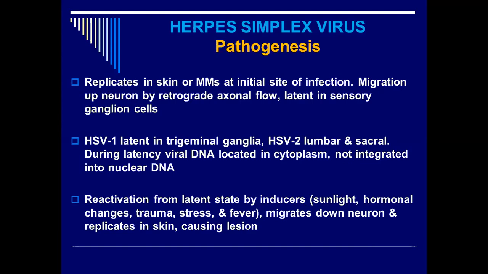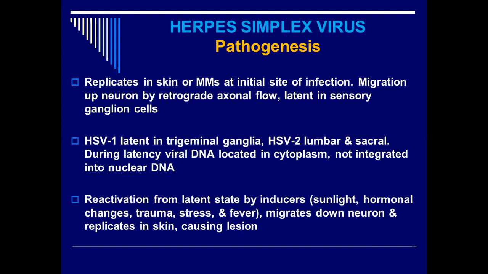With HSV1, the latency is in the trigeminal ganglia, whereas in case of HSV2, it's in the lumbar and sacral regions. Now, during latency, the viral DNA is located in the cytoplasm and is not integrated into the nuclear DNA. This is during the latency. But once it reactivates, it again enters the nucleus and integrates with the host cell DNA, and then starts replicating, and it is being released.